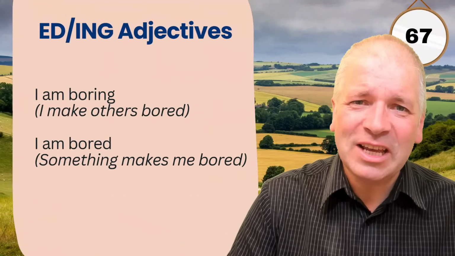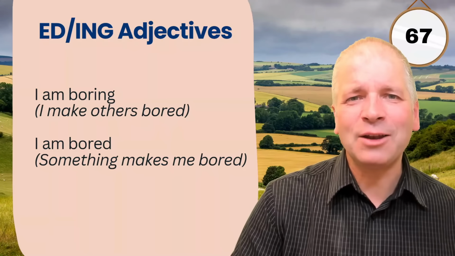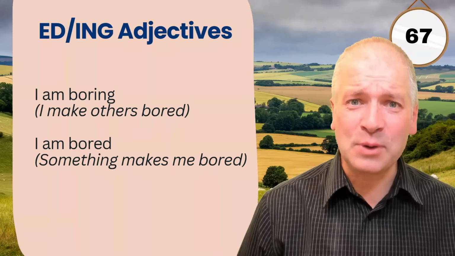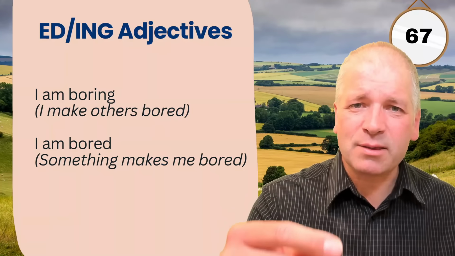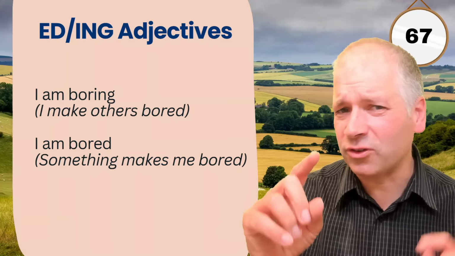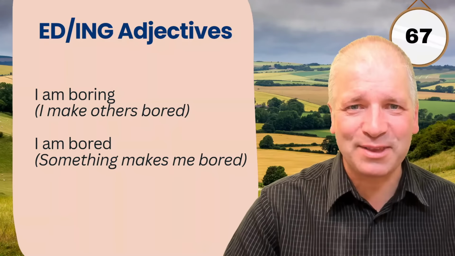Ed and ing as adjectives have to be handled carefully, otherwise you get problems. Read these examples. I am boring, I am bored. If you say I am boring, it means I make others bored. Me personally, I'm a boring person. I make other people feel bored. Really what you mean to say is I am bored. Something has happened to make me feel bored. Don't get them wrong or it could be embarrassing.